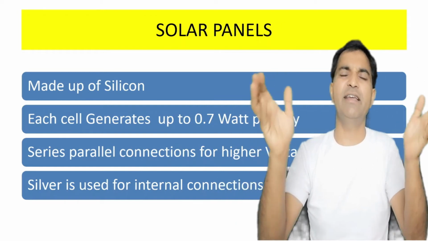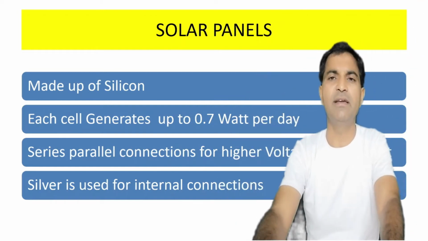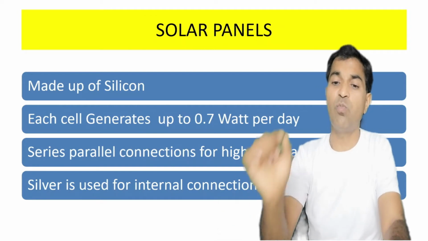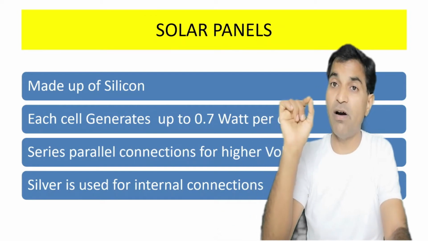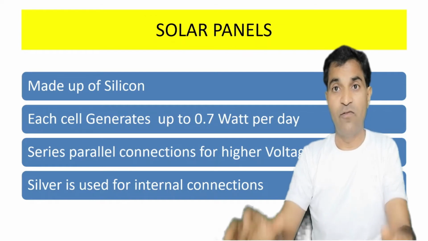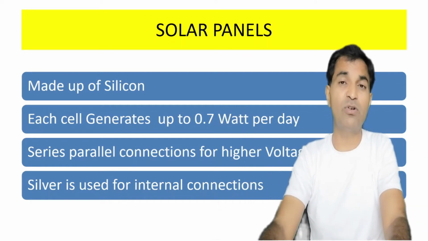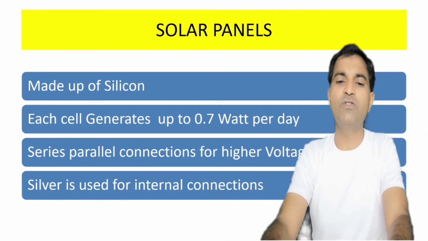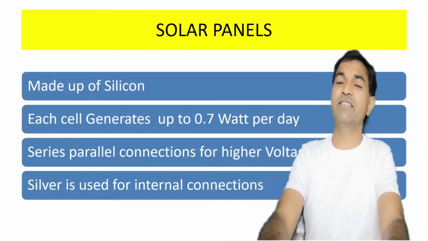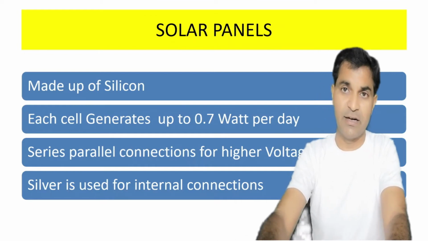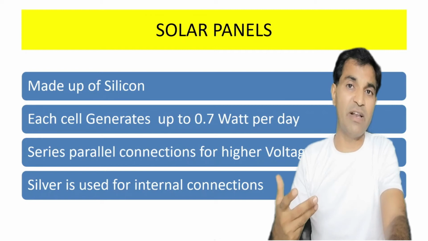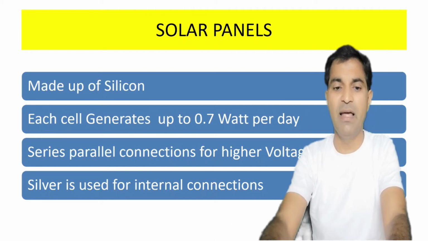It's abundant in our India, in the Thar desert, in the desert of Rajasthan. Each cell generates up to 0.7 watt per day. Now, if we require a higher amount of voltage and current, then what to do? We have the option of series and parallel connections for higher voltage and higher current. So we may produce higher voltage and higher current as per our requirement with the help of series and parallel connection.